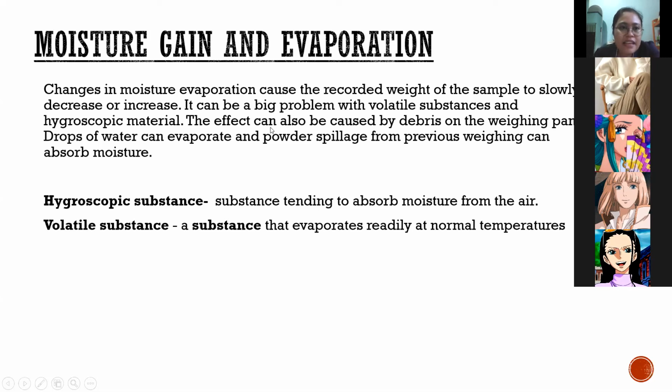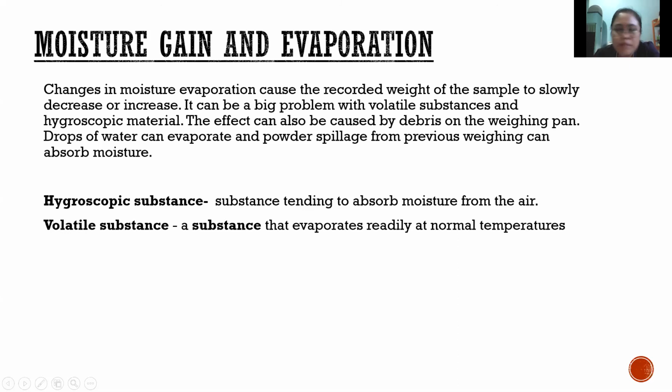Okay? And then we have moisture gain and evaporation. Actually, it should not be first year, it should be high school. Okay, you had chemistry anyway. Moisture gain and evaporation. So, what did you observe in the procedure or in the results of the activity? We have three substances here: sulfur, ethanol, and sodium hydroxide. Okay? So that is the effect.